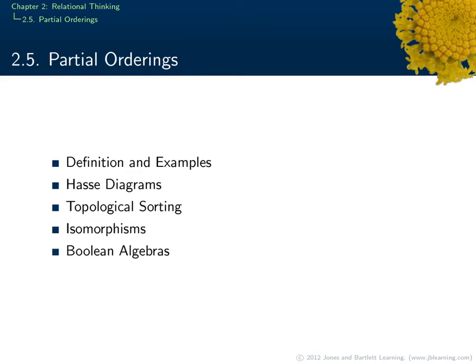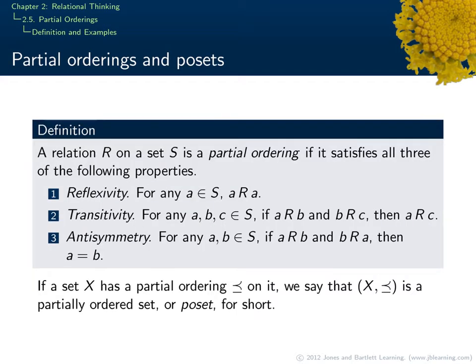This video is about partial orderings, which are relations that instead of focusing on equality, focus instead on inequality and hierarchy. A relation R on a set S is a partial ordering if it satisfies all three of the following properties. So first, we want it to have the reflexive property.